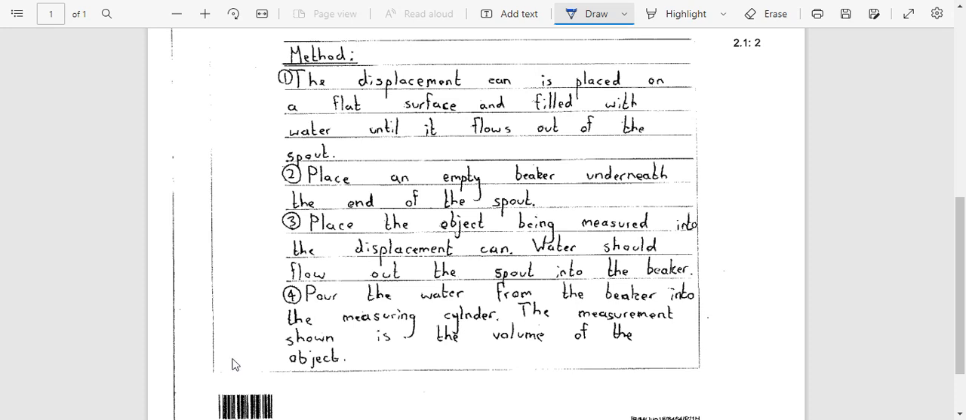Now, everything they've said is really good. They've remembered part of the practical really well. They state the correct names of their equipment, beakers, measuring cylinders, and it's a really good explanation of how to use it. And they've said very clearly what that's finding them out. It's finding them out the volume.